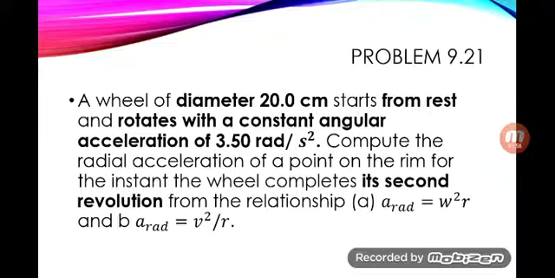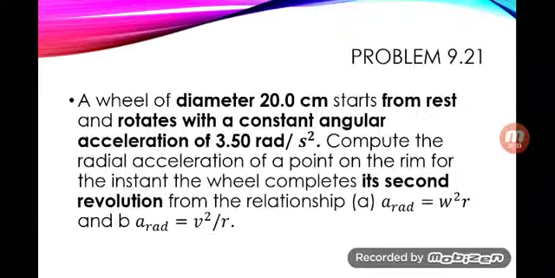Now the next problem. A wheel of diameter 20.0 cm starts from rest and rotates with a constant angular acceleration of 3.50 rad per second squared. Compute the radial acceleration of the point on the rim the instant the wheel completes its second revolution. What we're trying to find is the radial acceleration of the point on the rim, denoted by a_rad. Now you have to use the relationship angular velocity squared times r, or tangential velocity squared over r.